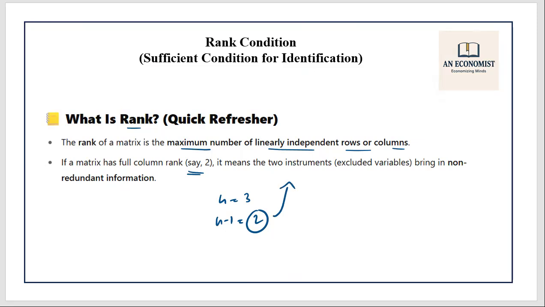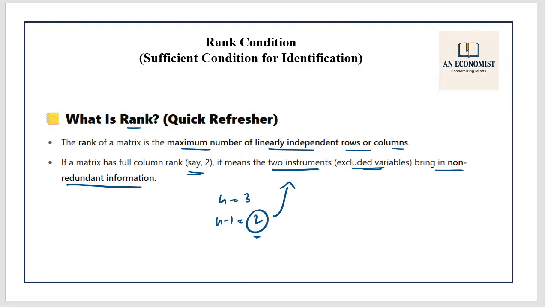So intuitively, it will mean that the two instruments, these being the total exogenous variable instruments that you have, the excluded variables, bring in non-redundant information. They are independently varying, which means they will bring about information that is non-redundant. Non-redundant means non-repeated, basically, not repeated information.